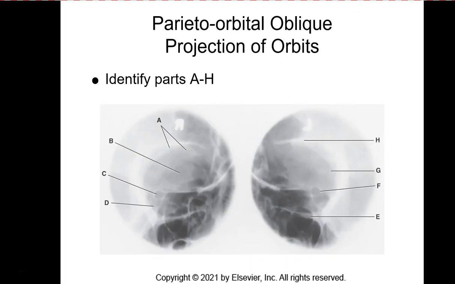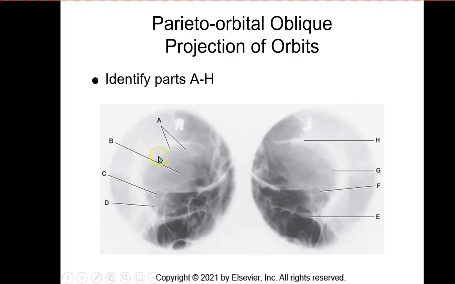This is an example of the parietal orbital oblique projections of the orbits. The method name for this is Rees, and we will talk about this when we discuss facial bone positioning. But you can see this is what the Rees method looks like, and this is a projection again done to visualize the orbits and the optic foramen. So real quickly, I'll just point out the anatomy so you can kind of orientate yourselves. This is the right orbit, this is the left orbit.